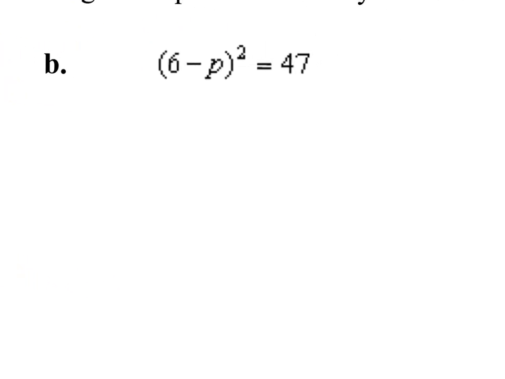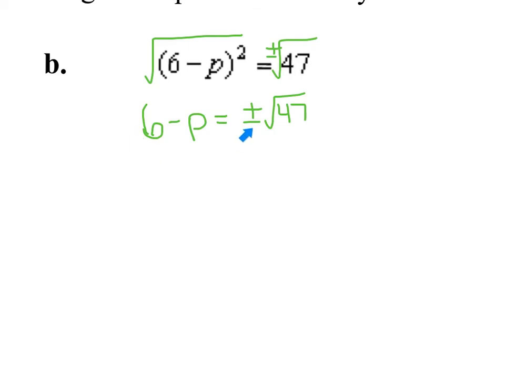Again, same situation. You're going to square root both sides right at the very beginning. And whenever we square root, you've got to put a plus or minus in the very front. So on the left-hand side, I'm going to get 6 minus p equals plus or minus radical 47. Now I'm going to subtract 6 from both sides, because notice here he's a positive 6. I need to move him over here. So I do that by subtracting 6 from both sides of the equation.